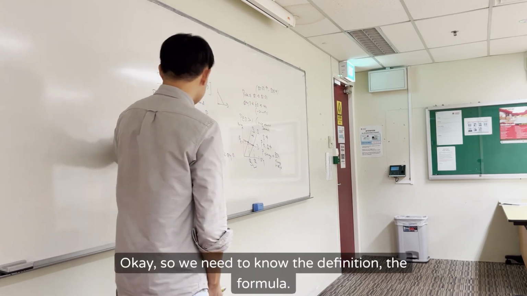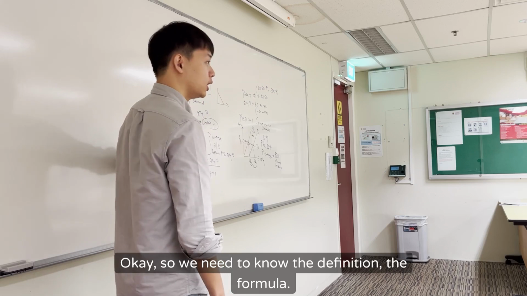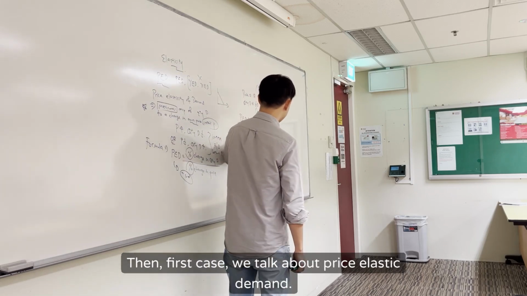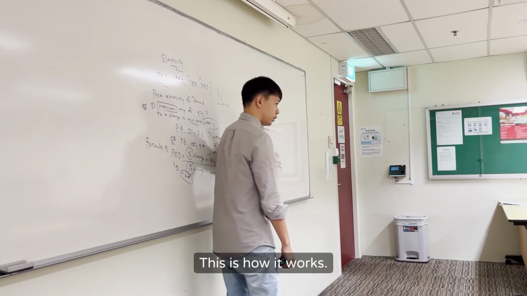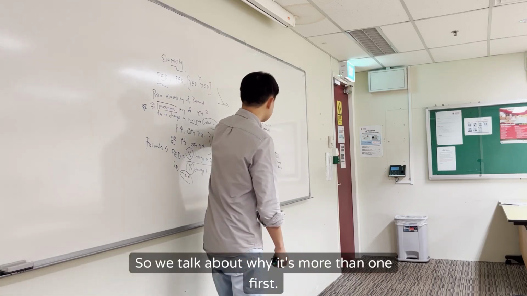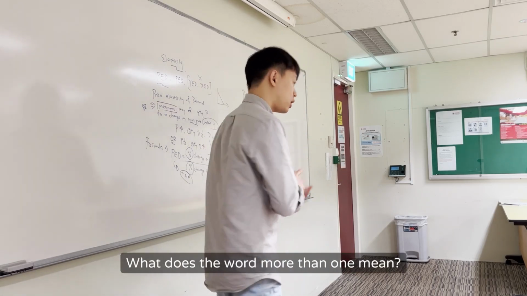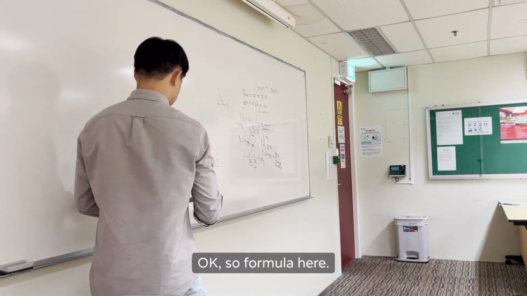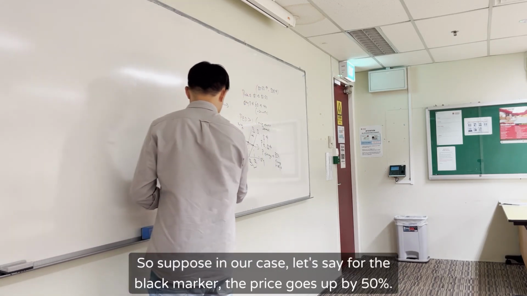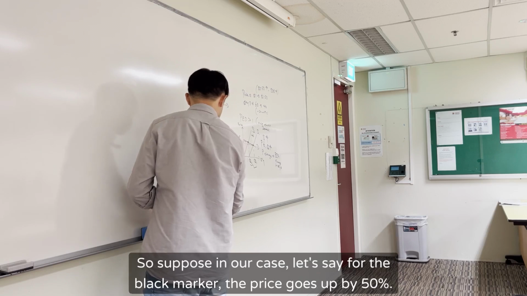Okay, so we need to know the definition and the formula. In the first case, we talk about price elastic demand. This is the diagram, this is how it works. We talk about why it is more than one first. What does more than one mean? So formula here. Suppose in our case, for the black marker, the price goes up by 50%.